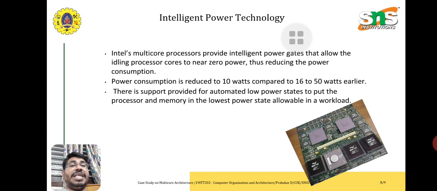The next one is intelligent power technology. Nowadays power plays a vital role because everything is battery operated, so we need to conserve power and reduce unnecessary electric charges, and also extend the system time. Previously 16 to 20 watts were consumed to execute our single instruction, but this intelligent power technology preserves more than 30 percent of the power. Now we use only 10 watts instead of 16 to 20 watts.